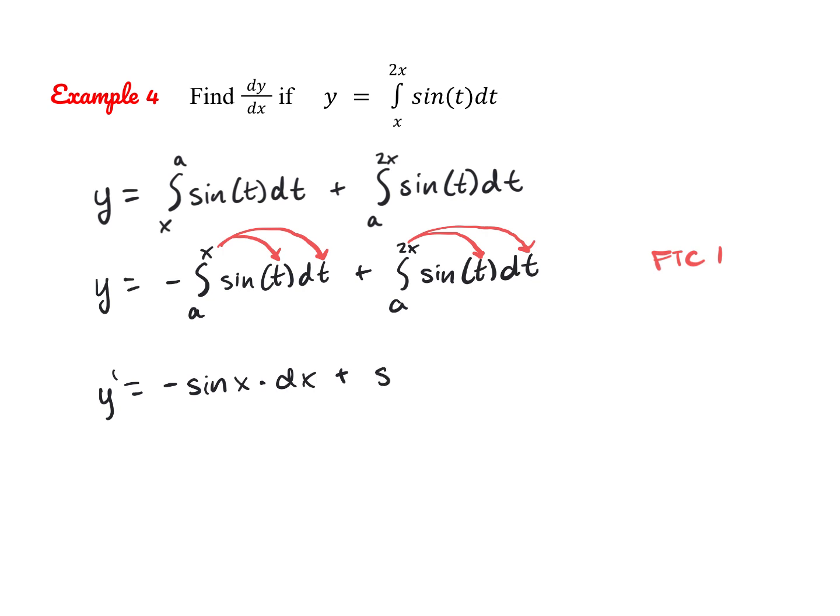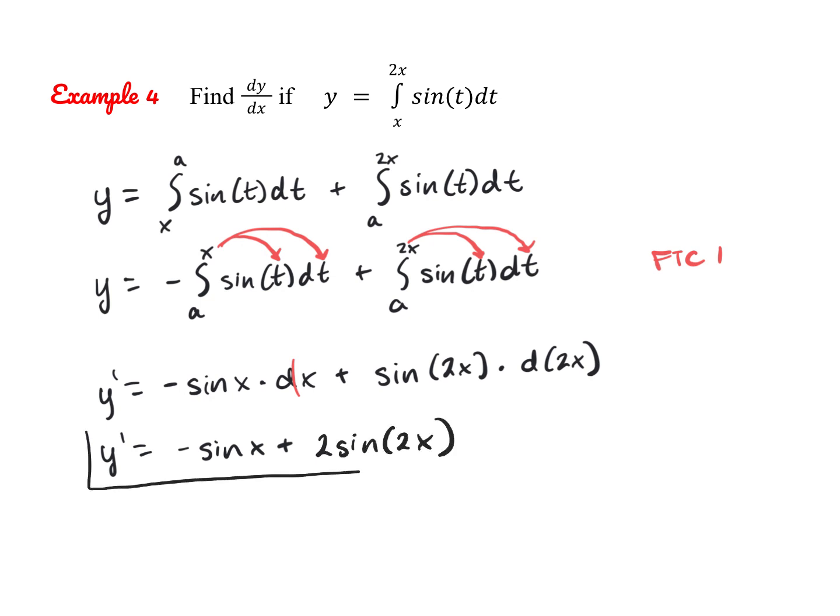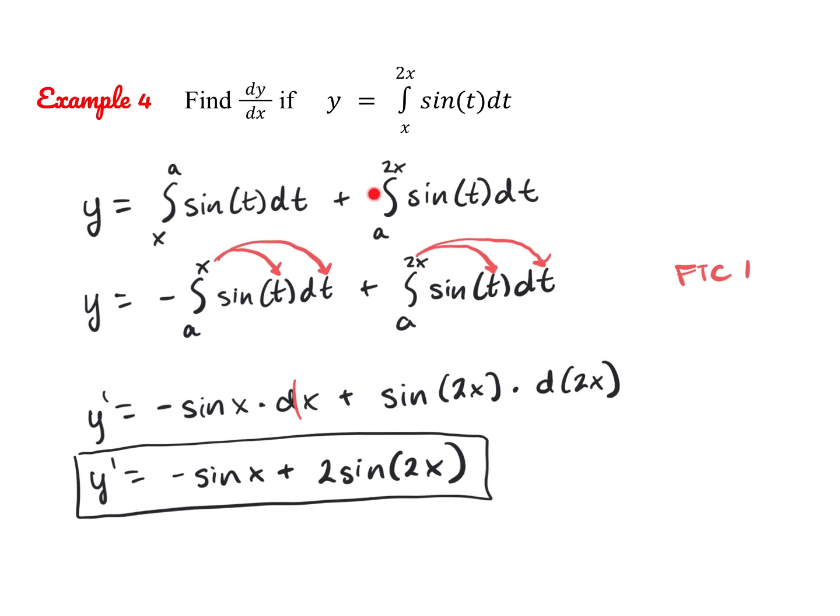dx plus the sine of 2x times the derivative of 2x. And then let's simplify this a little bit more. We know that the derivative of x is just going to equal 1. So we have negative sine of x, and then we know that the derivative of 2x is equal to 2, so plus 2 sine of 2x. And there you go. So that's an interesting problem where you have to get a little creative with how you write your integrals, so we can then use the fundamental theorem of calculus part 1.